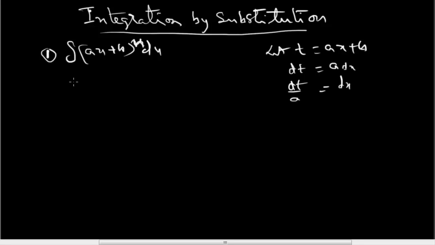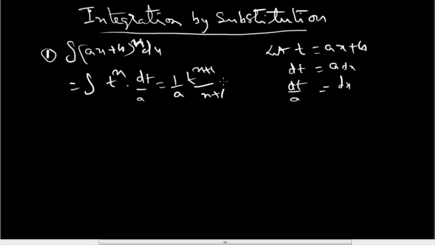So what do you get here? This is equal to the integral of t power n, and dx is dt by a. So 1 by a you take out, t power n with respect to t. When you integrate, t power n plus 1 by n plus 1 plus c. Why? Because x power n dx is x power n plus 1 by n plus 1, and t power n dt is t power n plus 1 by n plus 1.